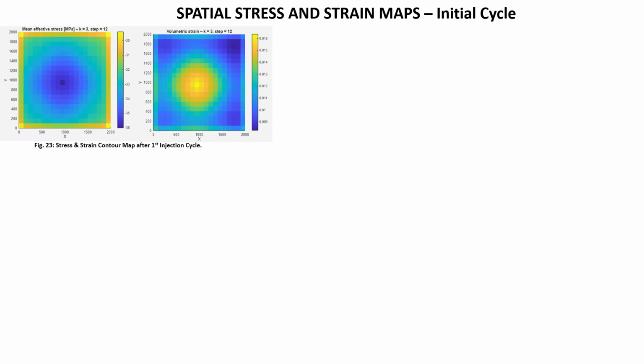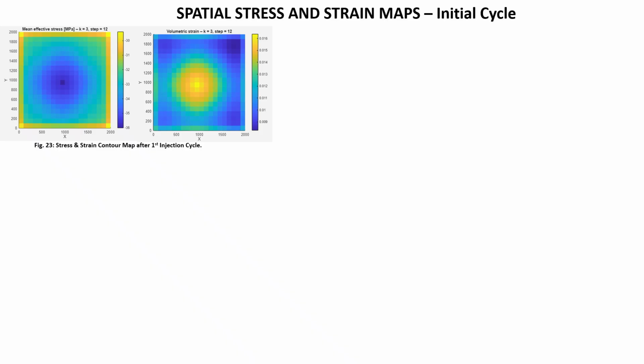Looking at figure 23, which is the first injection cycle, we see a strong reduction in compression right around the well, as you can see here. The center becomes less compressive, around minus 30 megapascal, compared to the far field, which stays close to minus 36 MPa. This matches exactly what we saw in the Mohr circles during injection, where the circle shifted to the right, meaning effective stress became less compressive and moved closer to tensile conditions.